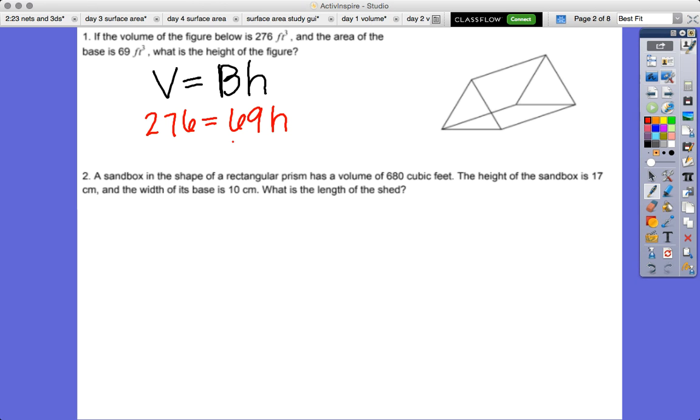So we're just going to solve this like an equation. Divide 69 by both sides because we're solving for h. 276 divided by 69 gives you 4. So we have a height of 4.